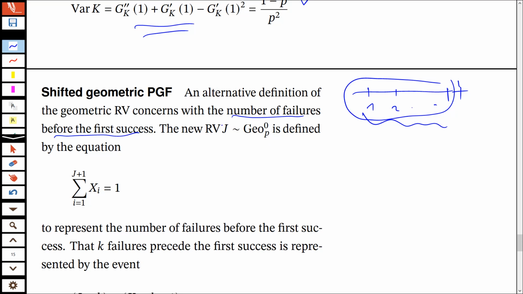So if J is the number of failures, we will write this as geometric with subscript p and 0 as the superscript, because you can have 0 failures before the first success. It is possible. If your first trial is a success, you will not count it, you will just count the failures before, and you will have 0 failures. So this will start from 0. That's why the notation has that 0.